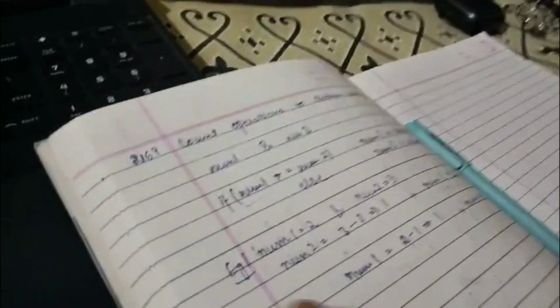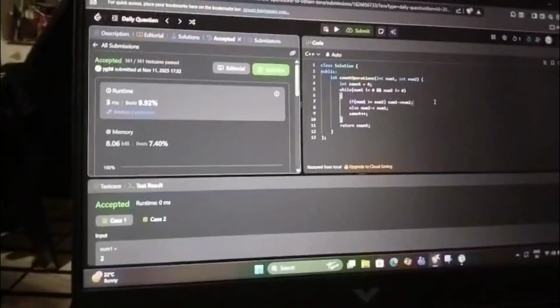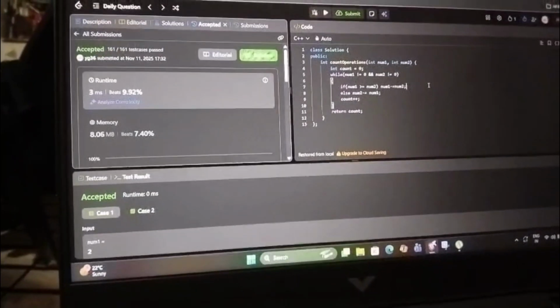So this was what I have written in my notebook. It's just literally the example case only, and that's the thing that we submitted, right? So this was my code, by the way. You can just check it out. And it got accepted in the first run. So congratulations.